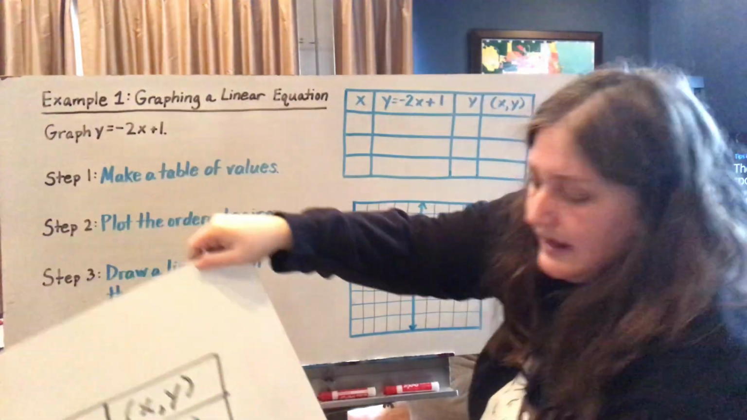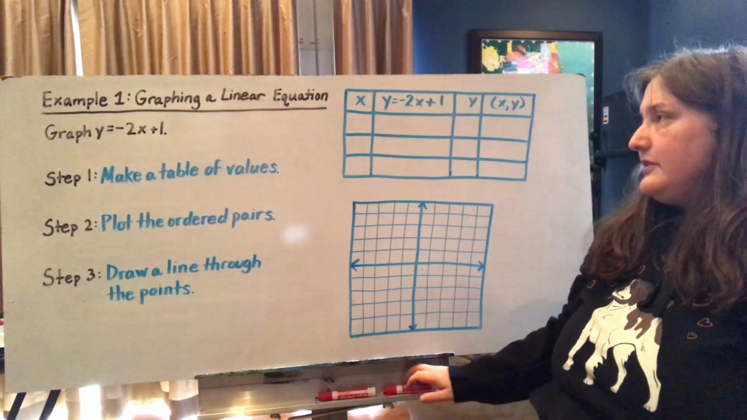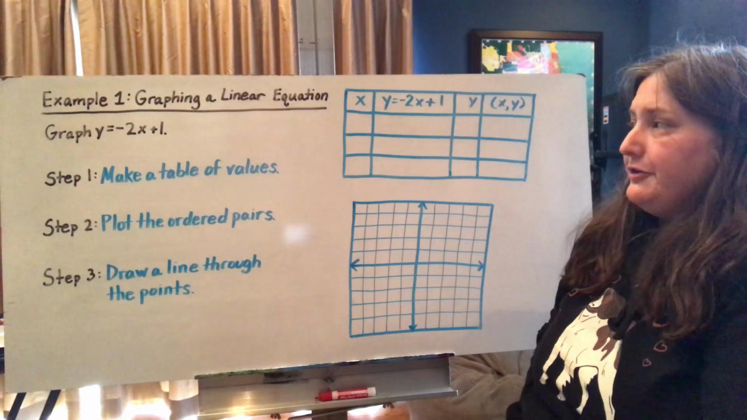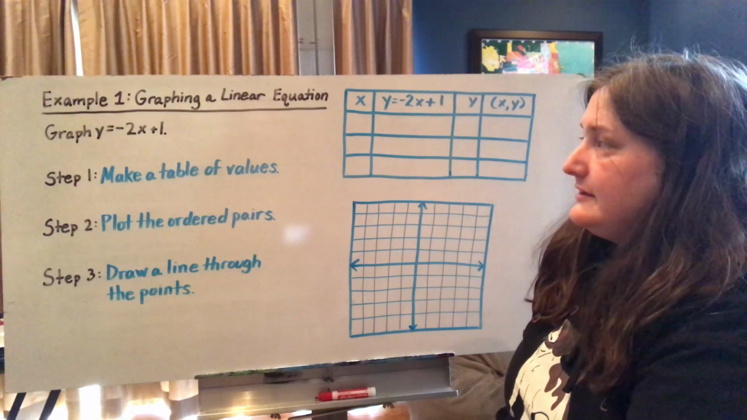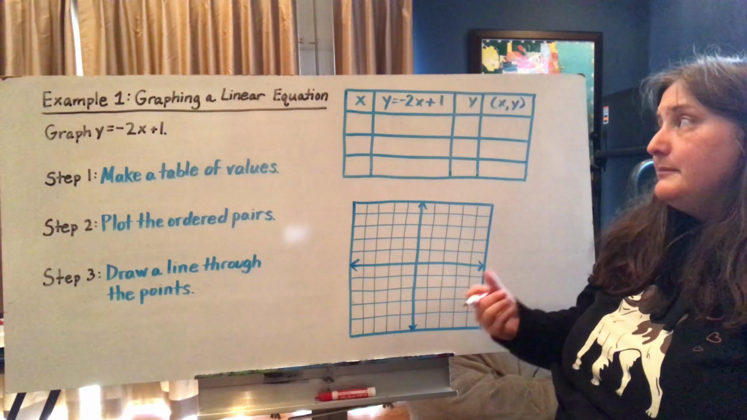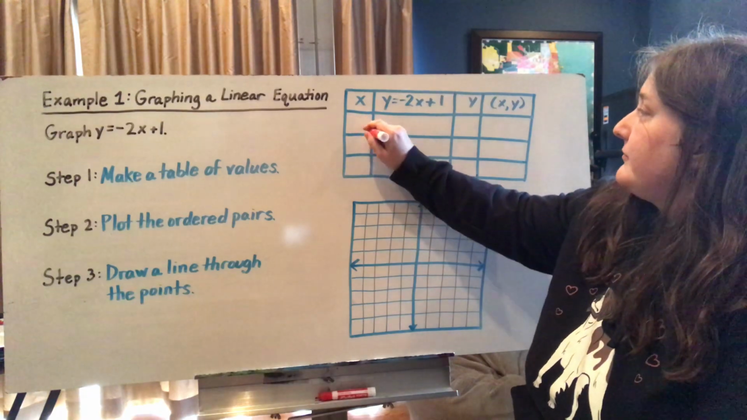So let's take a look at how we would graph a linear equation. So we're given the equation y equals -2x plus 1. The first thing we want to do, step 1, is we want to make a table of values. So we're going to pick some inputs for x. I'm just going to pick -1.